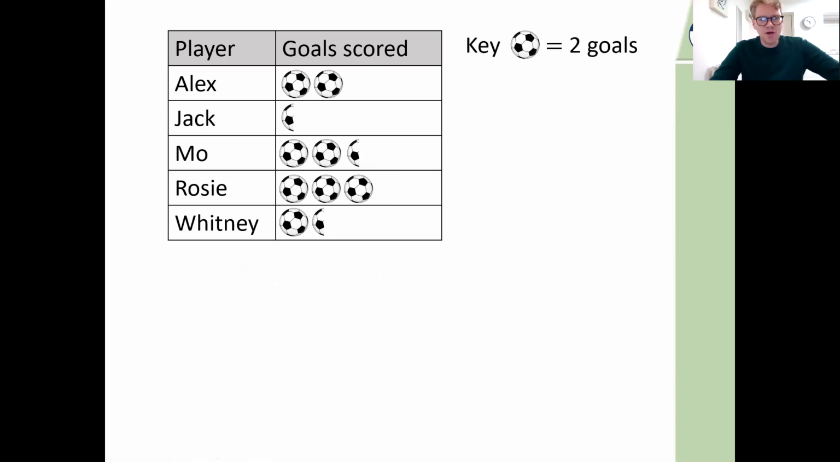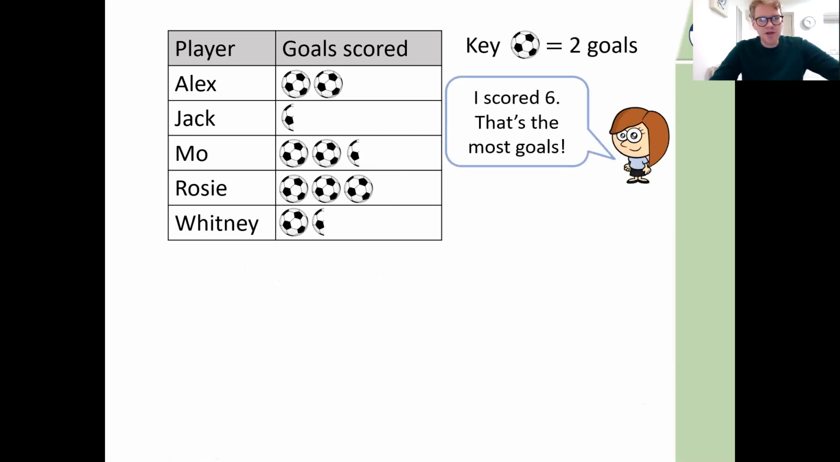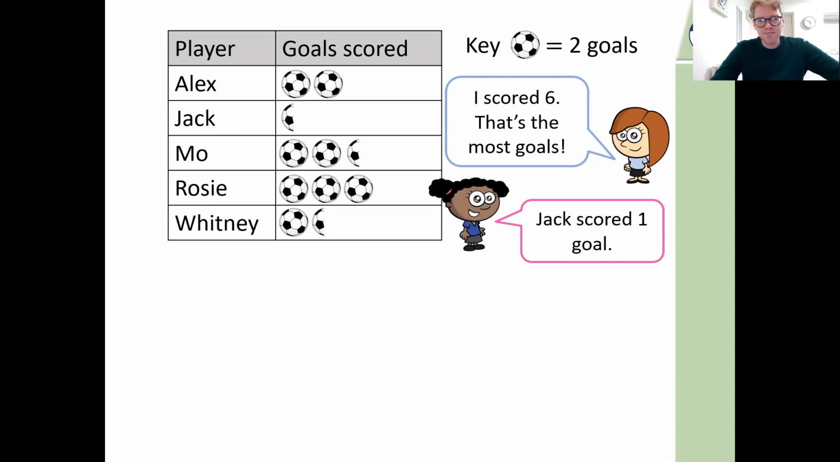Okay, so what can we say then? There's loads of different things we could say. We could say Rosie, good old Rosie, best at football. She's scored the most goals. She scored 6. We could say that Jack had scored 1. We could have found out the other players' scores as well.